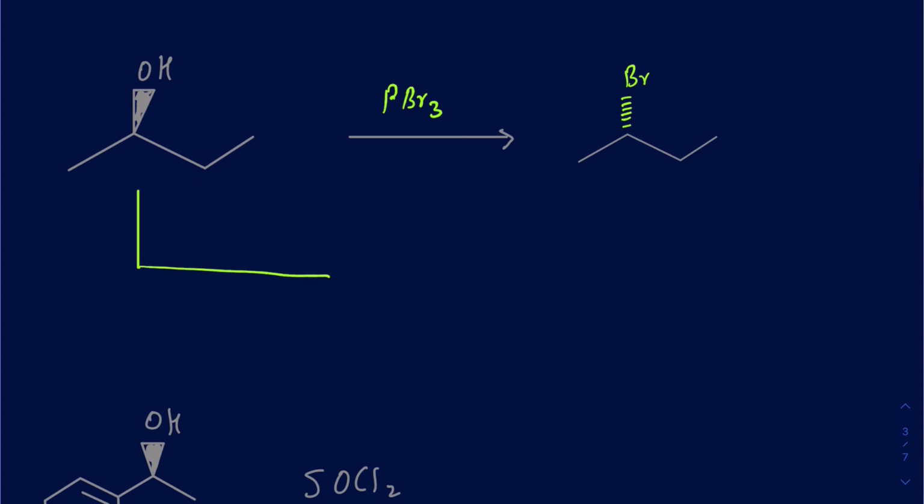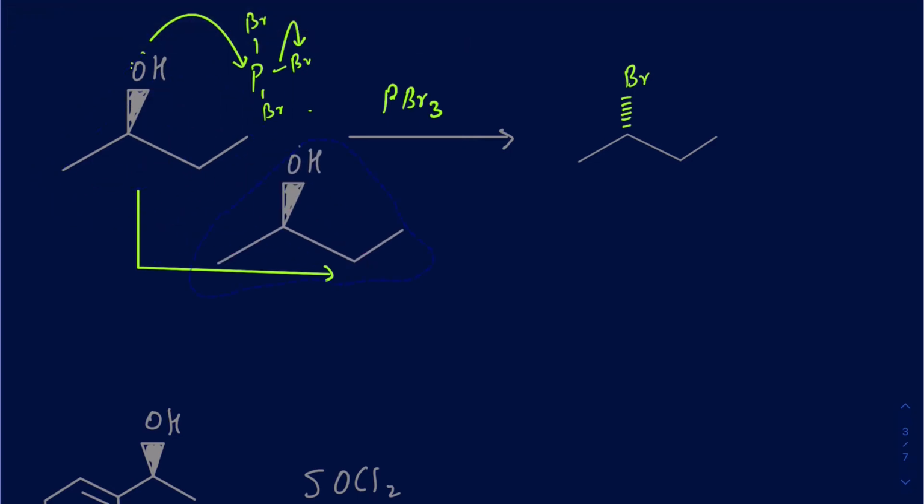Let's talk about that. The mechanism, again, is going to be fairly straightforward. I can draw this PBr3 right there. I can use the lone pair on the oxygen to attack this phosphorus right there, and it's going to knock out one of these bromine groups as a bromide. And in that process, we're going to be making this guy right there.